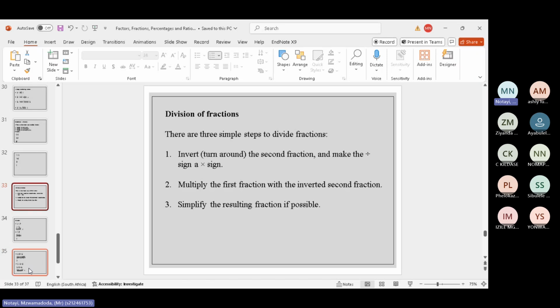Okay, next is the division of fractions. So there are 3 steps to divide fractions. So you invert, that is you turn around the second fraction and make the division sign a multiplication sign. Then you multiply the first fraction with the inverted second fraction, and simplify the resulting fraction if possible. Let's have a look at the examples.